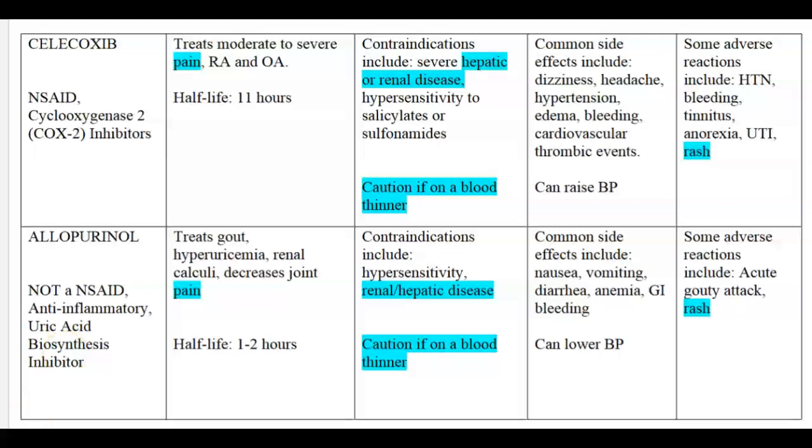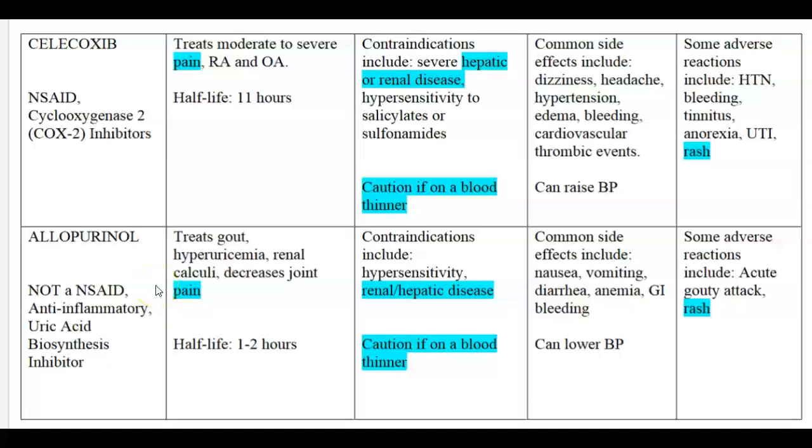A lot of students hear gout, they think uric acid, so colchicine must do something with uric acid. It doesn't do anything with uric acid. It's an anti-inflammatory gout drug that inhibits the migration of leukocytes to the inflamed site. So colchicine, acute symptoms of gout, doesn't do anything with uric acid. It's an anti-inflammatory gout drug that inhibits the migration of leukocytes to the inflamed site.